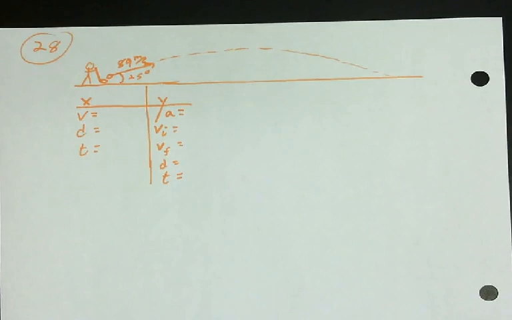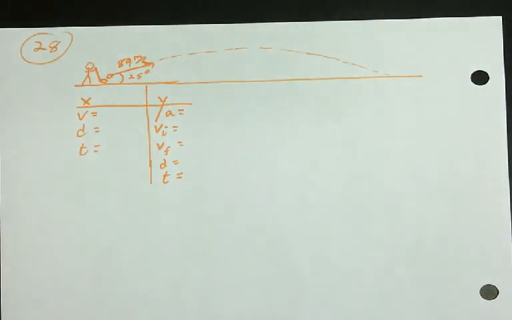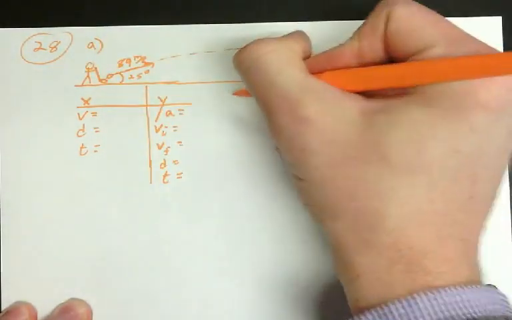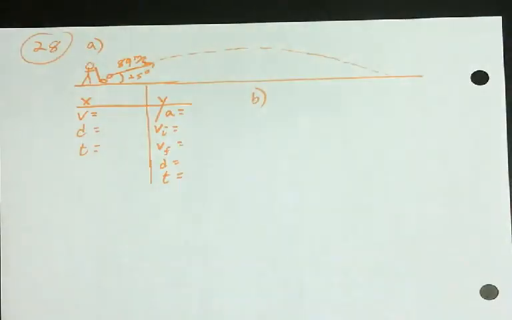So what I want you to do is take a minute here and try to get started. The first thing you should do is fill out the X and Y chart as much as you can. And then once you've done that, I want you to start on B. B wants you to find the X and the Y components. If you get done with B before we talk about it, go on to C. And if you get done with C before we talk about it, go on to D.